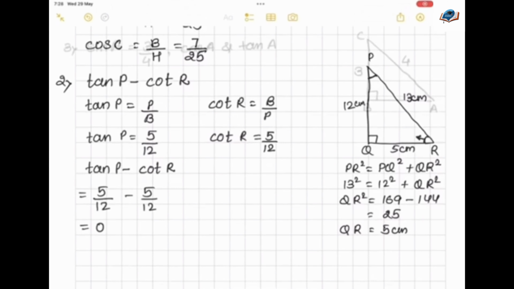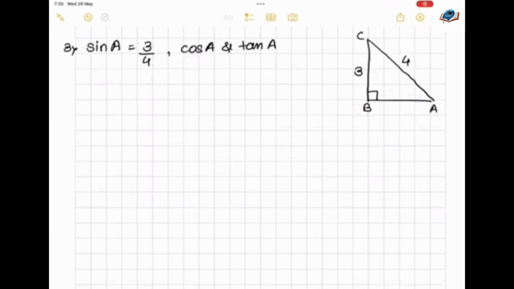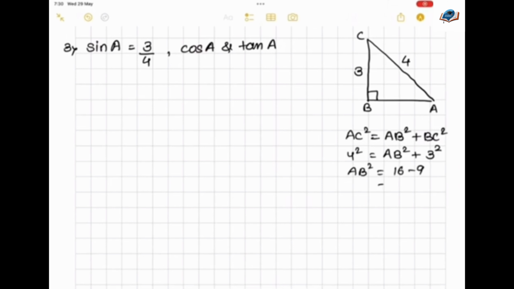Now the third one. It is given sin A equal to 3 by 4, and I have to find cos A and tan A. So sin A is nothing but opposite upon hypotenuse. So I am putting the values: BC as 3 and hypotenuse as 4. So AC square will be equal to AB square plus BC square. So 4 square equals AB square plus 3 square. So AB square will be 16 minus 9, so that will be 7. So AB equals root 7.